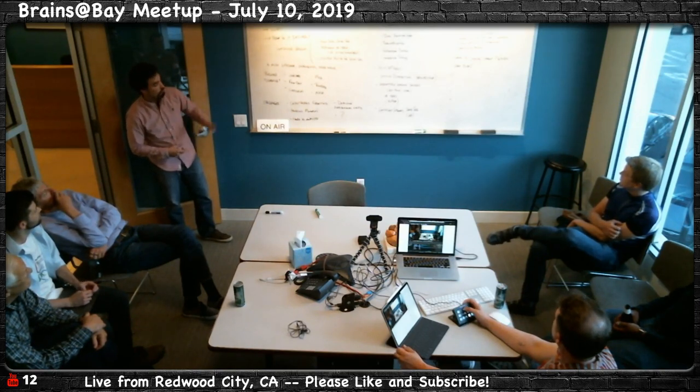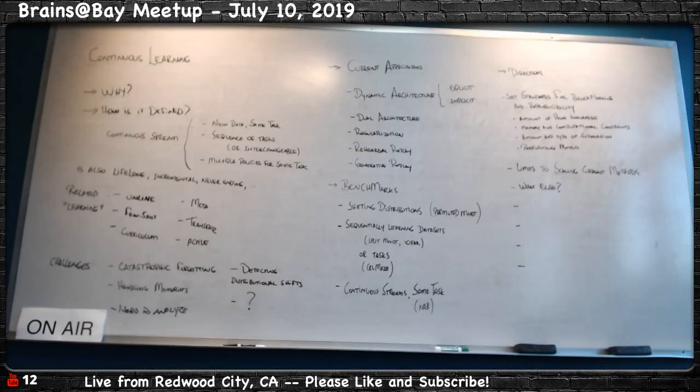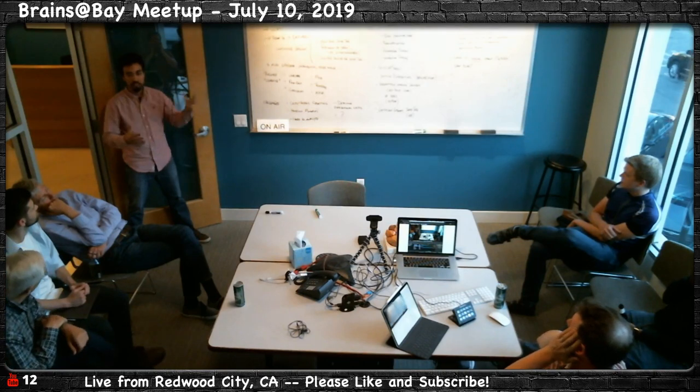I put that there with some empty spots so people can also contribute to it. So this is mainly a review of the review. And the idea was to try to get an idea of what's going on in continuous learning, so we can then discuss what we can do, what are possible directions, what is missing in the field.